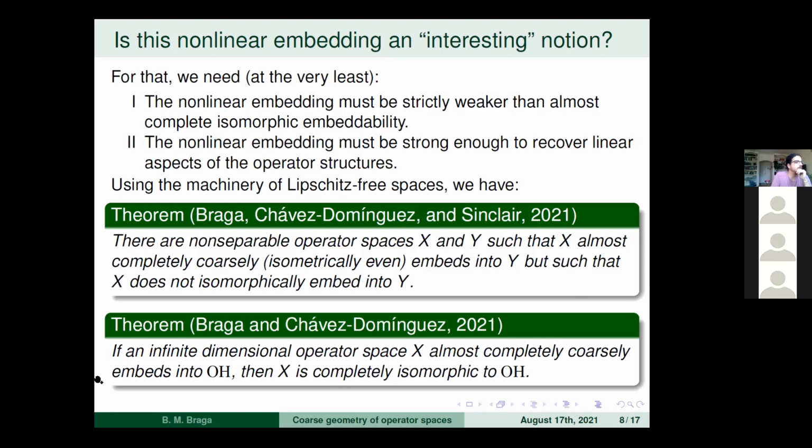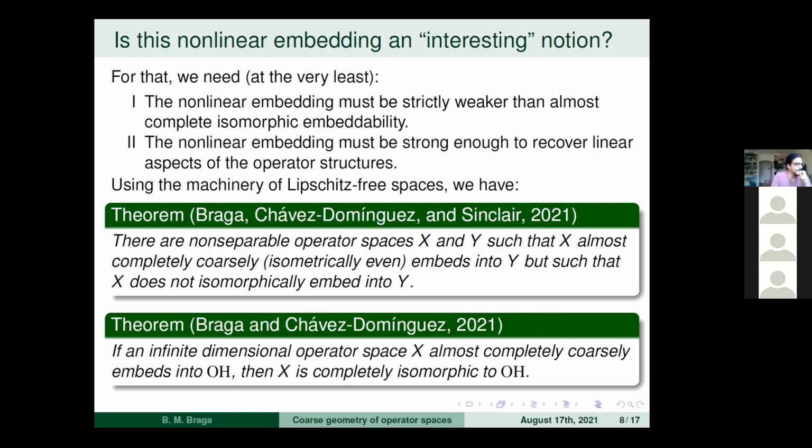And for 2, there are actually several examples we have for showing that the geometry is preserved sometimes. Let me just mention one here. If you have an infinite dimensional operator space and you assume that it almost completely coarsely embeds into operator Hilbert space OH, which I won't give the definition of, it's an operator space which is isometric as a Banach space to ℓ2, and satisfies some nice properties.